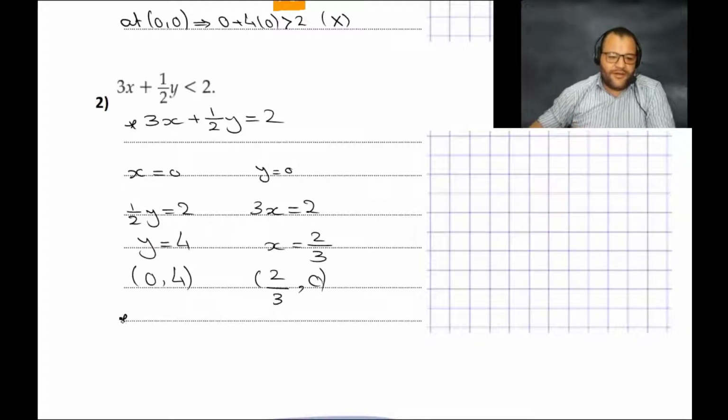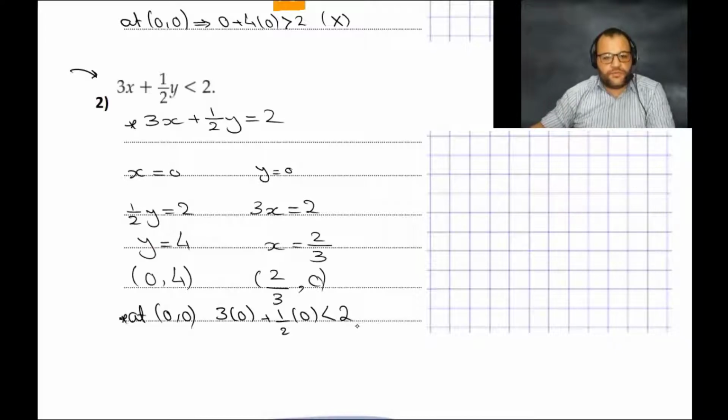At the point (0, 0), by substitution, the inequality is 3 times 0 plus 1 over 2 times 0, which is smaller than 2. So the part which contains the point (0, 0) is one of the solutions. And from the sign of the inequality, we will shade the part below the line, down.